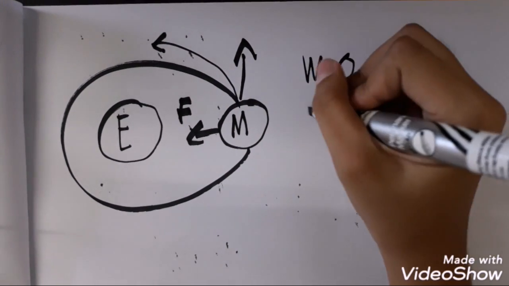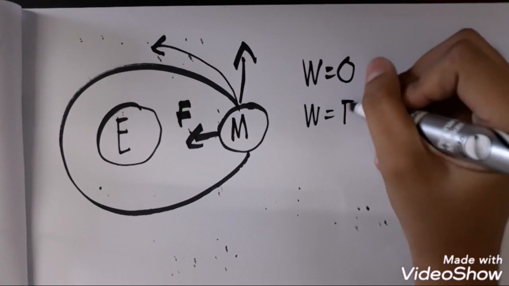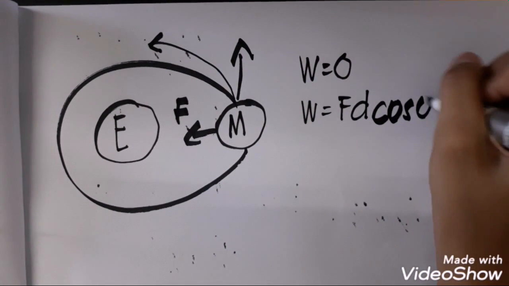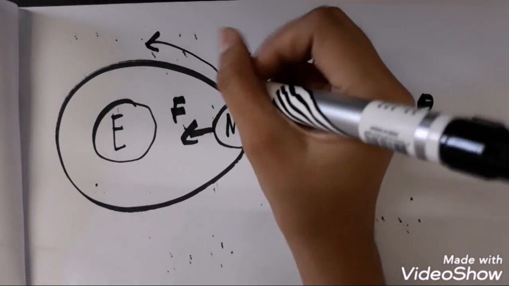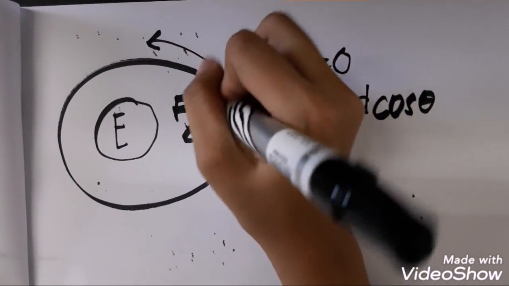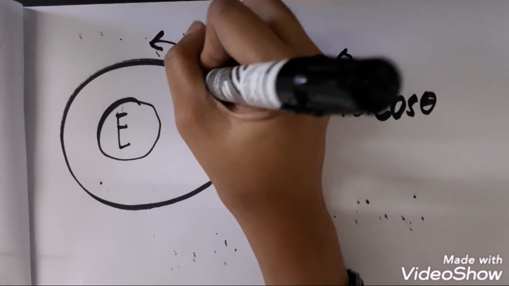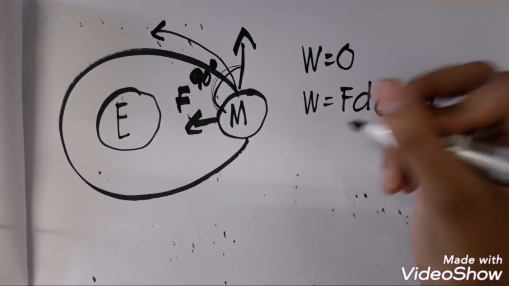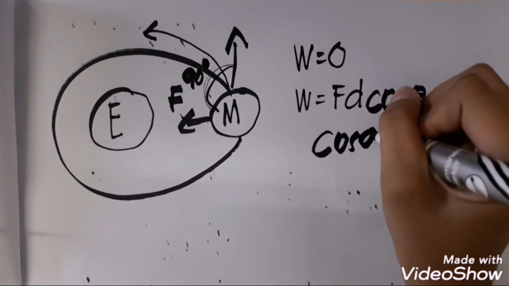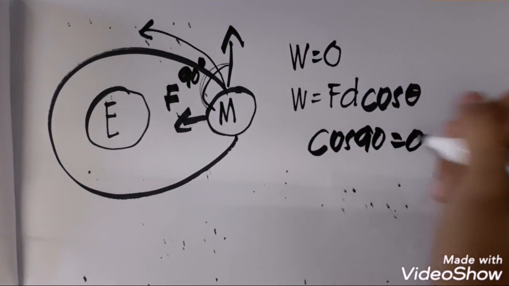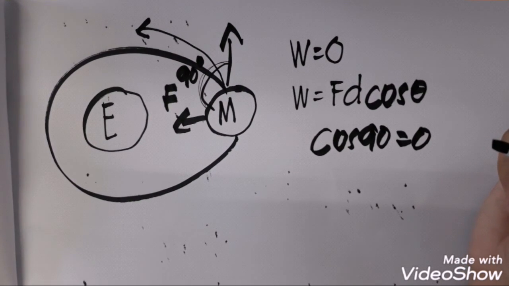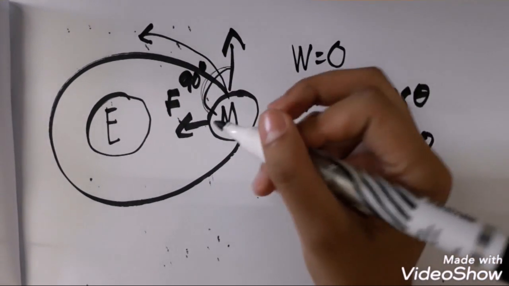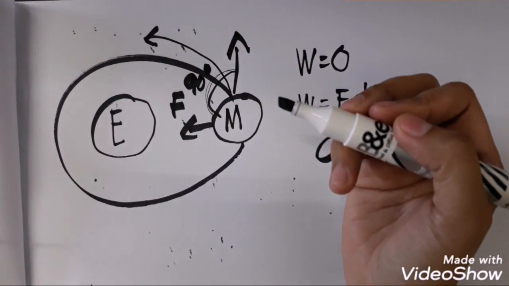In fact, work is equal to force times displacement times cosine theta. So the angle theta is 90 and cosine 90 is equal to 0. So since gravity does no work on the Moon, it's going to stay in orbit.